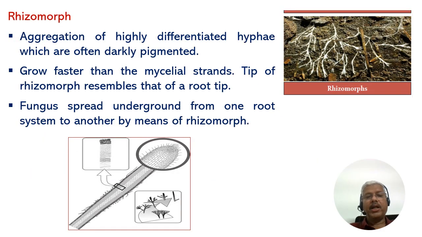Rhizomorphs. It is an aggregation of highly differentiated hyphae which are often darkly pigmented. They grow faster than the mycelial strands. The growing tip of the rhizomorph resembles that of a root tip. The fungus may spread underground from one root system to another by means of the rhizomorphs. These root-like aggregations are found in the honey fungus.